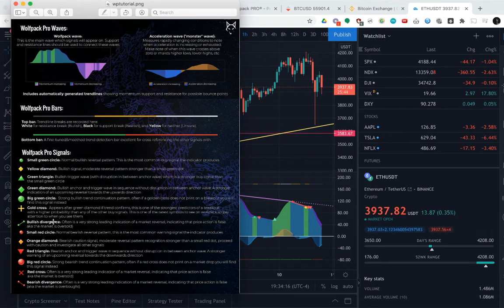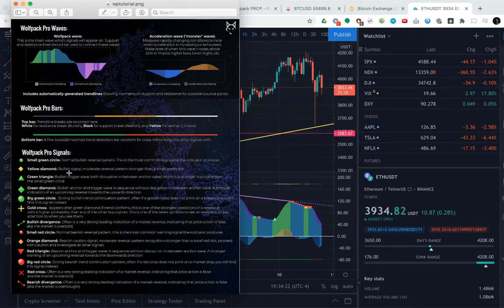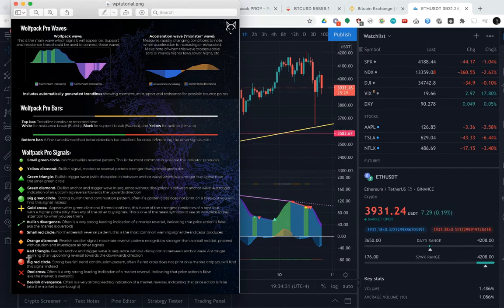We have a few new signals here. So we have the orange diamond and the yellow diamond that I've published in this update. They function differently than all of the other signals.